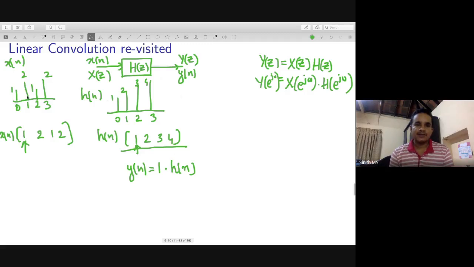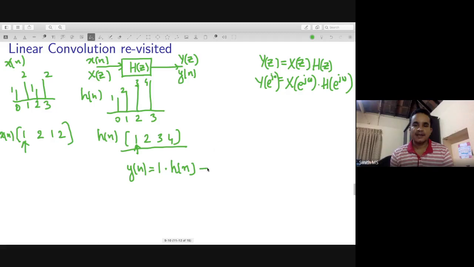Then you have a shifted version of the impulse, which can be represented as delta[n minus 1]. So what will you get at the output when you give a shifted version of the impulse? When you shift the impulse by 1, your impulse response also shifts by 1. So instead of h[n], you will get h[n minus 1], and you have a magnitude of 2. So 2 multiplied by h[n minus 1] will be what you get if you give an impulse which is shifted by 1.